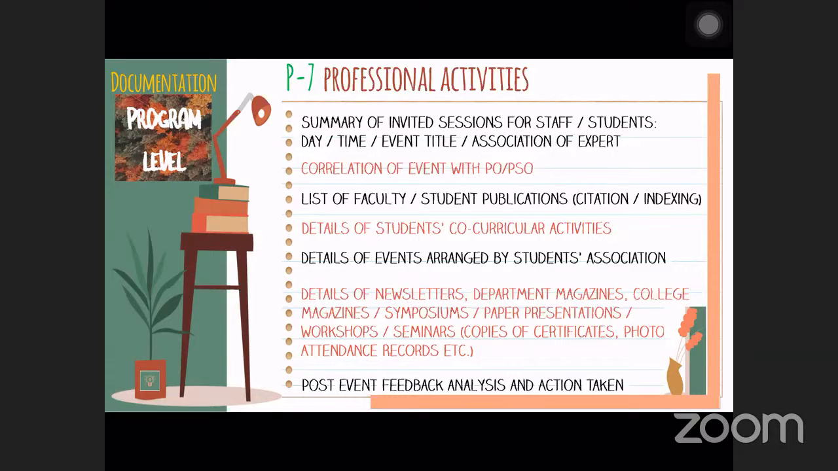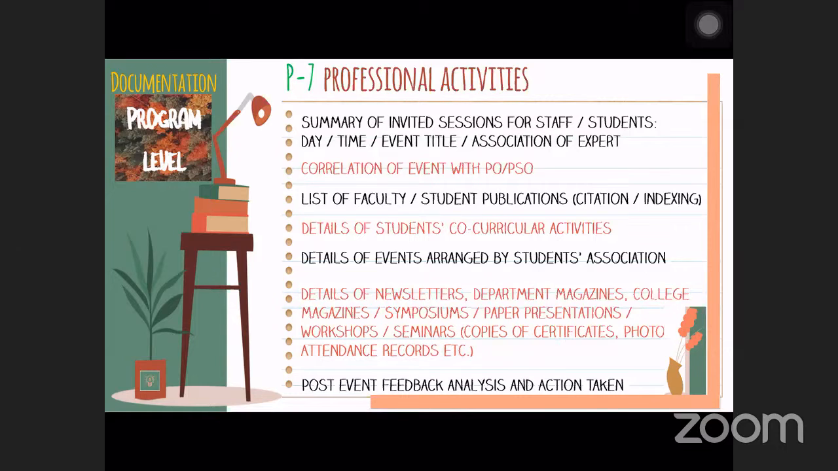So all such summaries should be there: which day the session was organized, at what time, what was the title of the event, who was the expert, right? And the association of the expert with his own employer. All those details should be there in this particular file. Then the data related to faculty as well as student publications, along with the citation and indexing, should be present in this file, because it's a very important professional activity. So that data is very much necessary in this file.